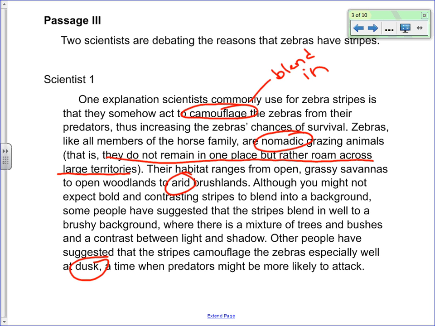All right. Next one, arid. Arid bushlands. Anyone ever heard that word before? It's actually a common product named Arid. Do you know what product is named Arid?